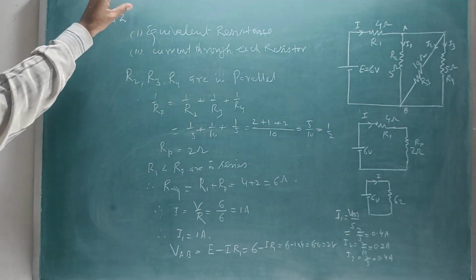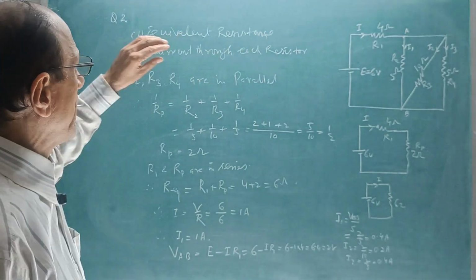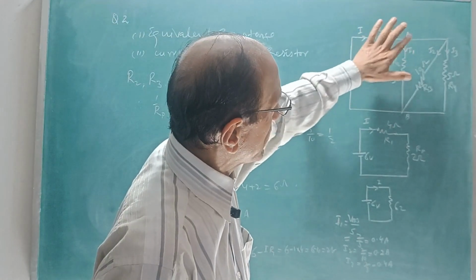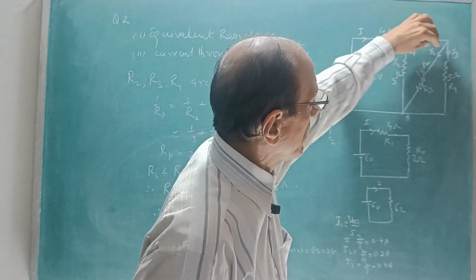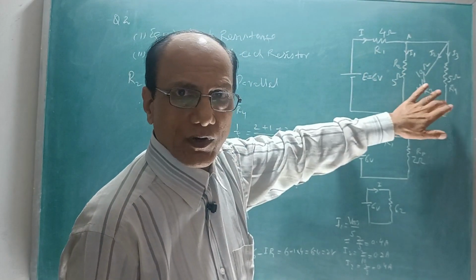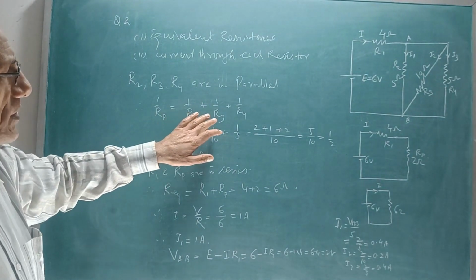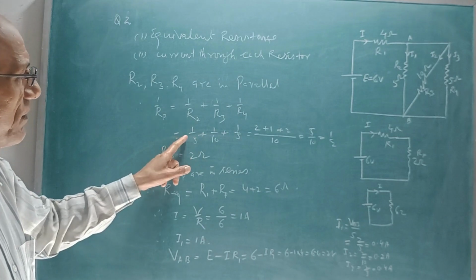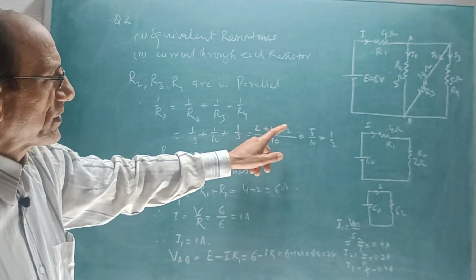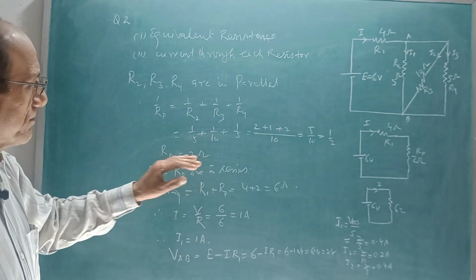Just once again, we have to find the equivalent resistance and the current through each resistor. This is the circuit given to us. For the equivalent resistance, all these points are the same, so they are connected here and also connected over here. So R2, R3 and R4 are all in parallel. Therefore, 1 by R parallel is equal to 1 by R2 plus 1 by R3 plus 1 by R4. That is 1 by 5 plus 1 by 10 plus 1 by 5. The LCM is 10, then 2 plus 1 plus 2, that is 5 by 10, that is equal to 1 by 2. So R parallel is equal to 2 ohm.